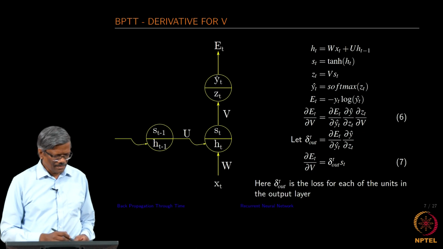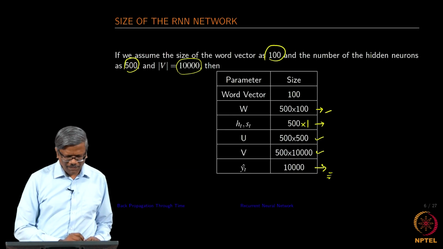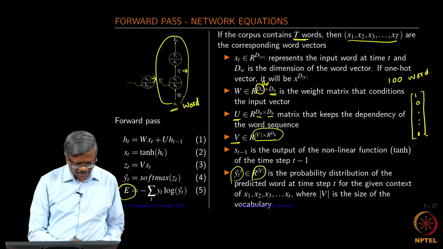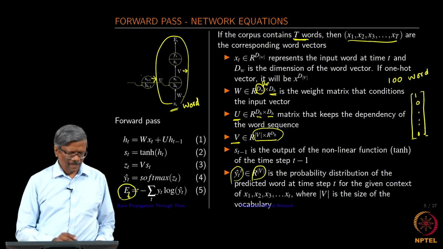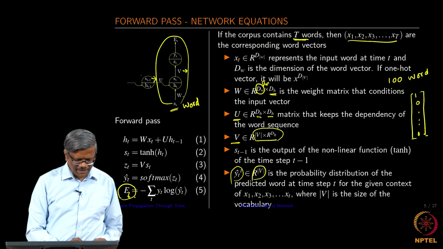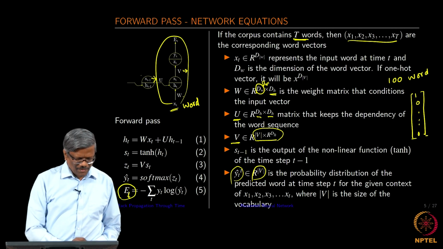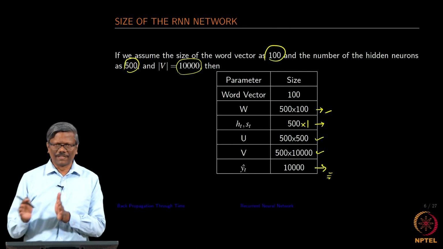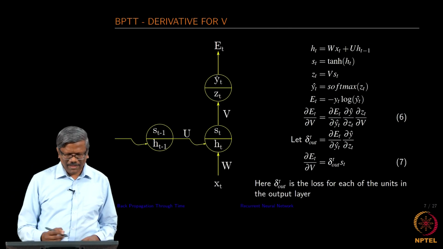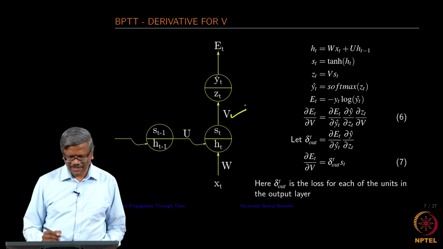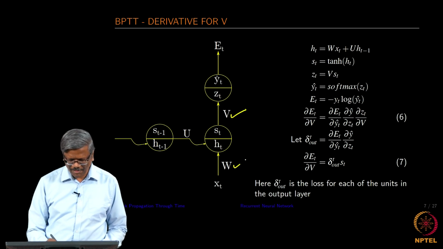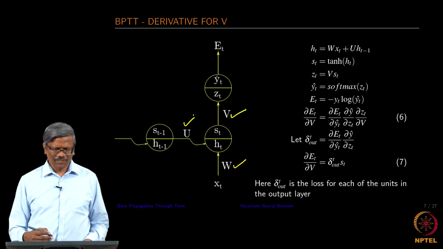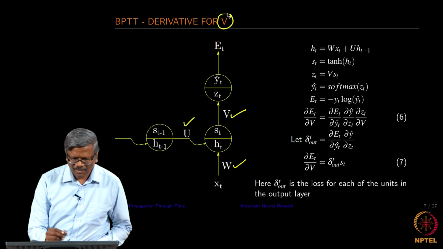So, let us look at the derivatives now. What we want to find out is how to minimize this error. This should be E t. In order for us to find the smallest value of the derivative of E t, we have to do the derivation for all the parameters that we are looking at, v, w and u. So, let us start from the first parameter v.